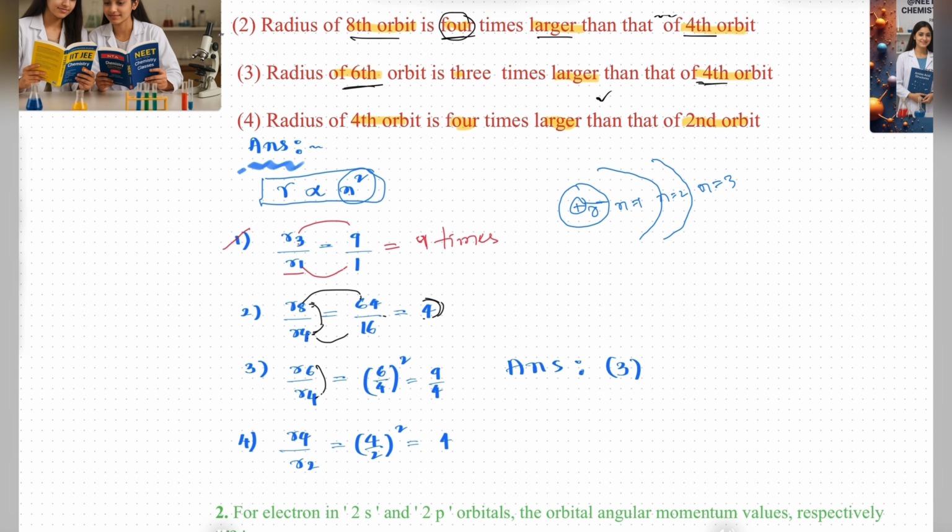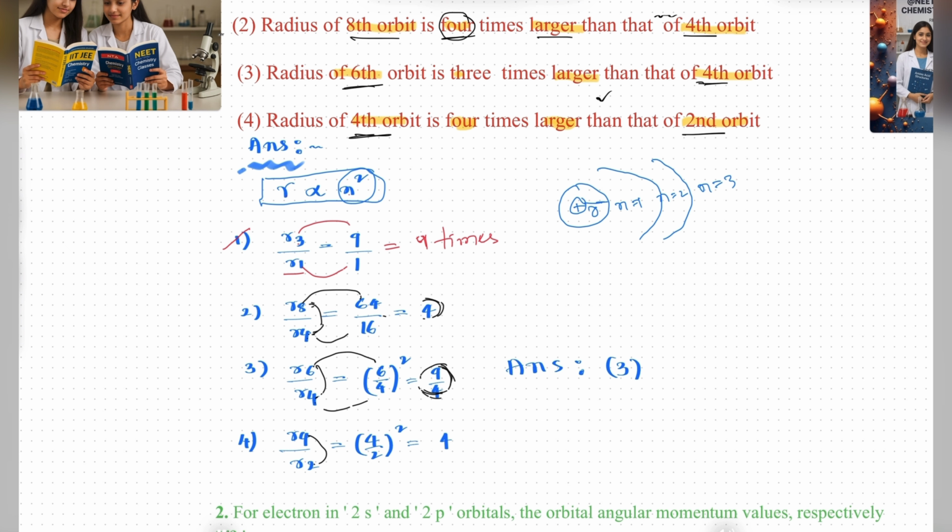Third one, r6 by r4. Similarly, 6 squared by 4 squared. After cancellation, we get 9 by 4. Clear? They are asking for incorrect.